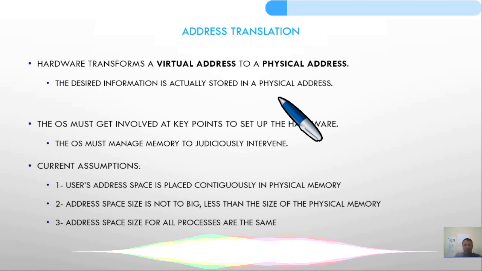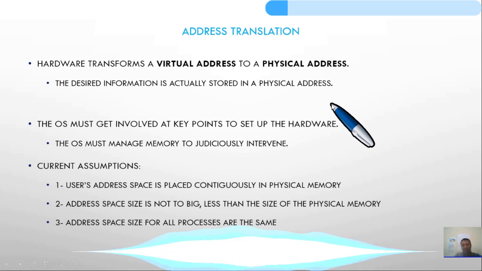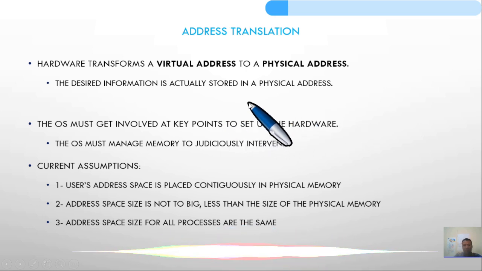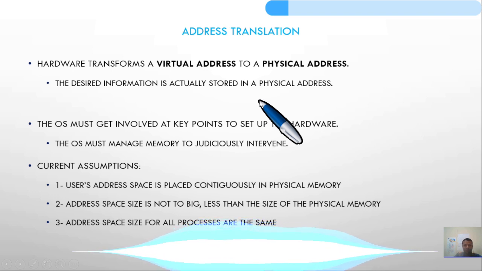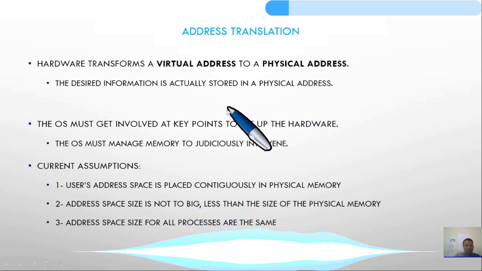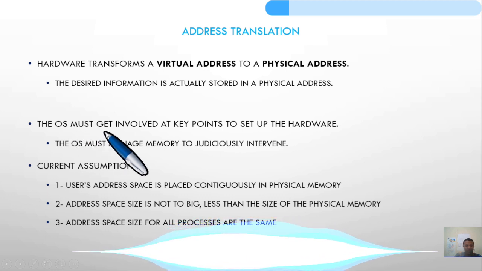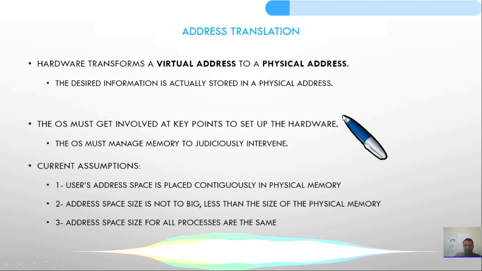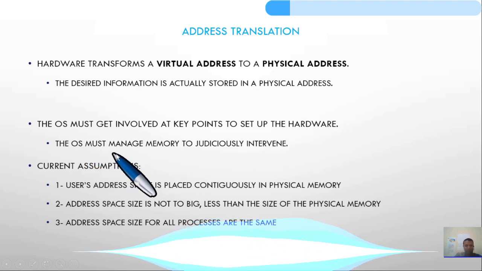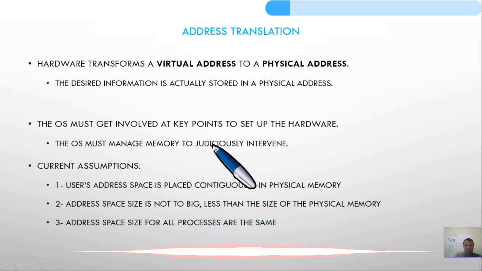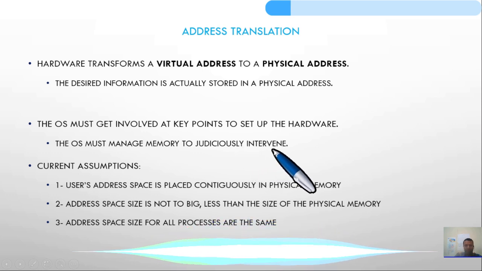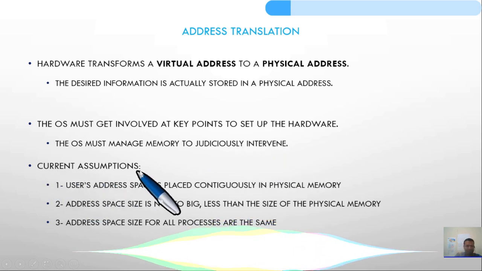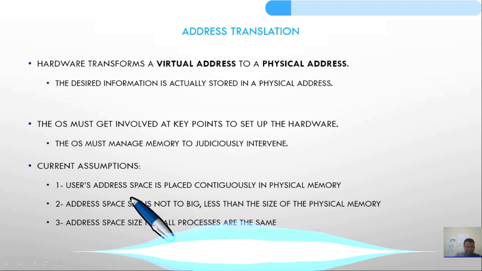Whatever code you write, whatever you see in your computer, whatever we have seen in chapter 13, the addresses we see are virtual addresses. So this virtual address should be translated to a physical address. The operating system must get involved at key points to set up the hardware. The operating system must manage memory and judiciously intervene.